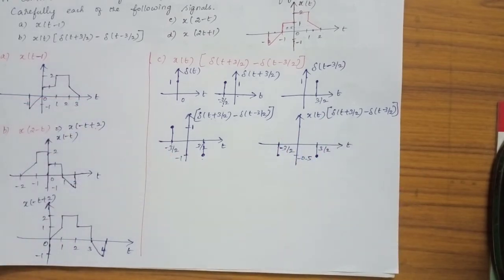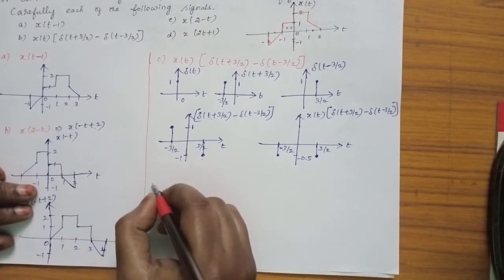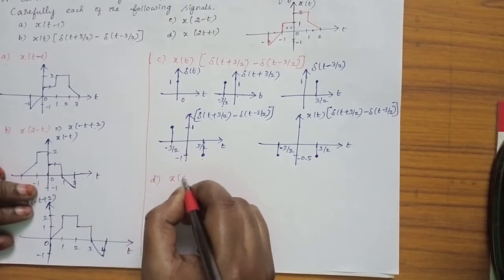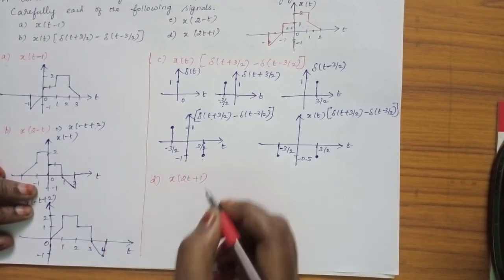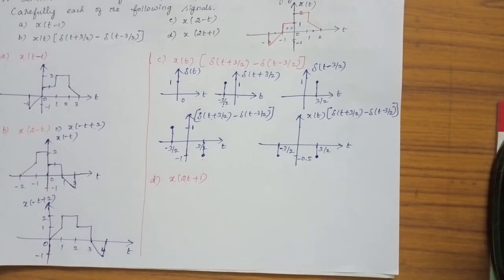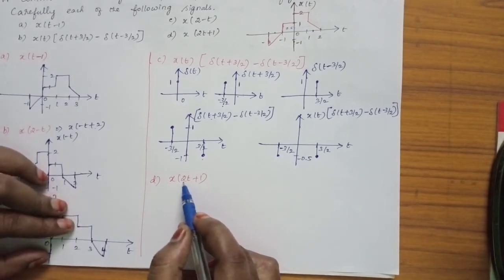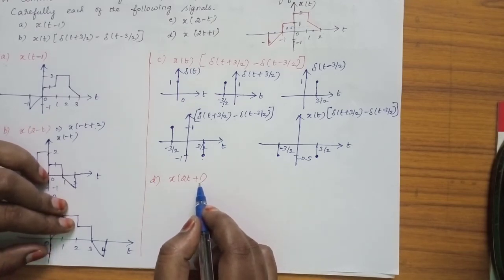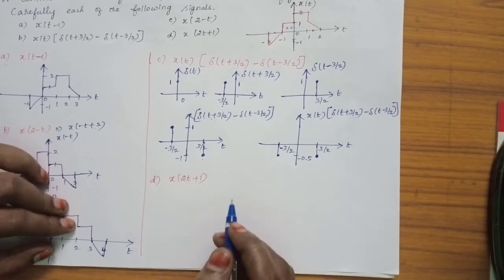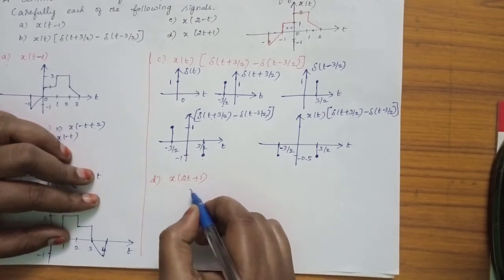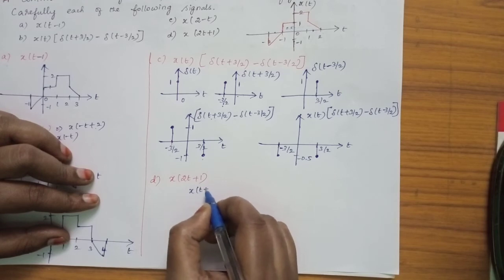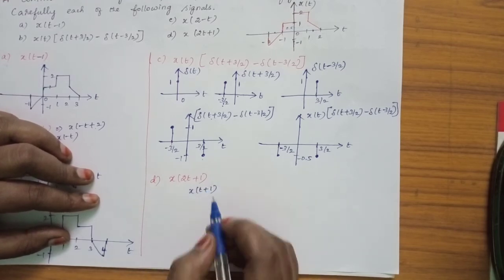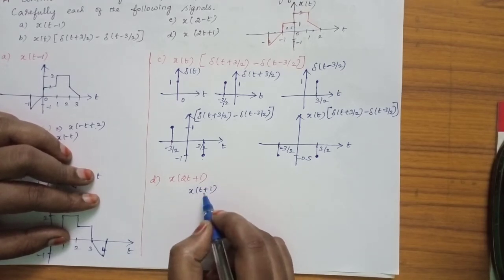Okay, and the last one, x of 2t plus 1. Okay, so in this case we have time scaling as well as time shifting. So as per the priority, first we will do the time shifting operation and then we will do the time scaling operation. So first we are going to plot x of t plus 1. Okay, so it's a time shifting of the original signal.